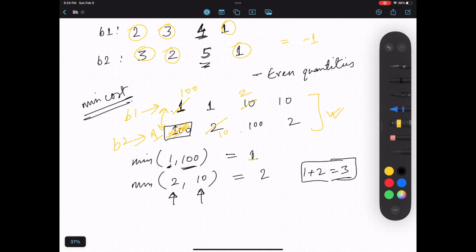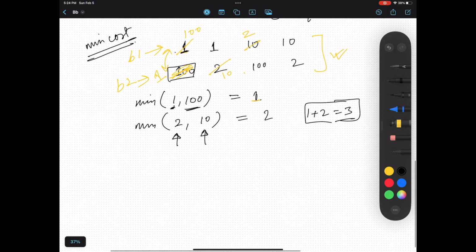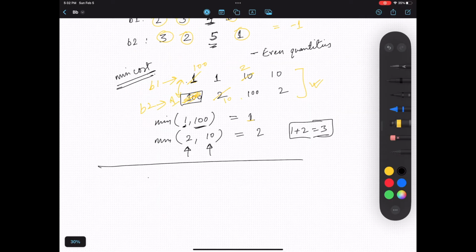Okay, so that is one approach, but also take a look at this scenario. Let's take another example and see if there is any other way in which we can achieve a minimum cost. Basket B1 is 1, 5, 5, 100, 100, and basket B2 is 1, and then let's say 10, 10, 200, 200.